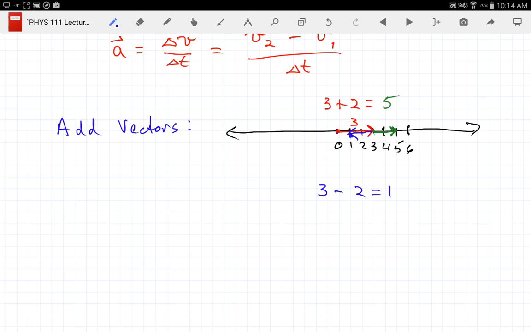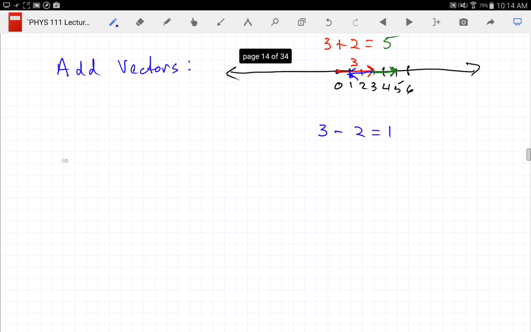That's exactly how we add vectors. We add vectors in what's called the tip to tail, or my high school teacher taught me tail to tip, method. You draw the first vector, and at the end of the first vector, you draw the second one. And then the answer, which we call a resultant, starts where you began, ends where you ended.